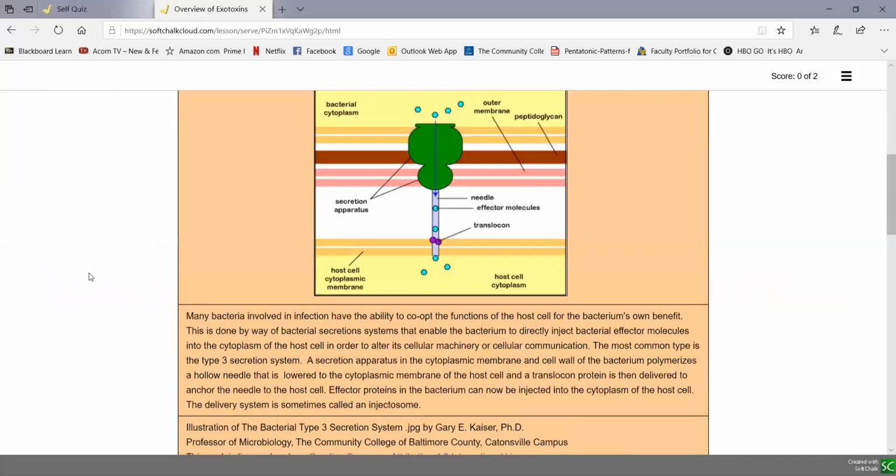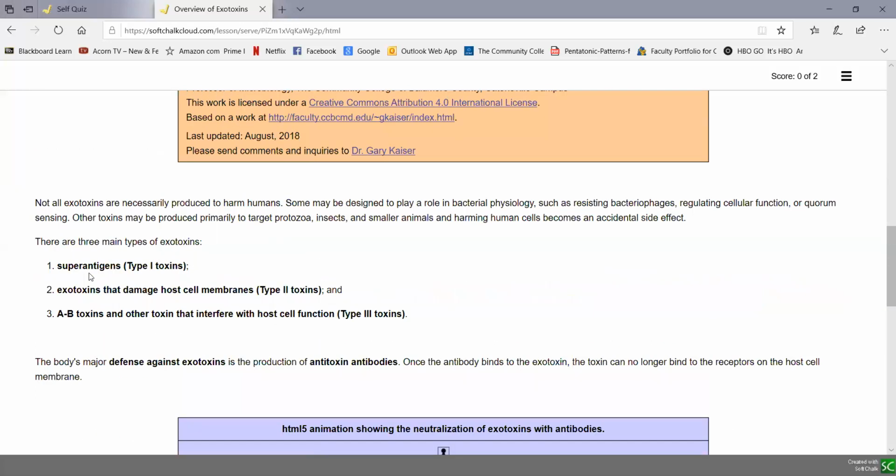So we'll be looking at exotoxins, and there are three main categories of exotoxins we'll be taking up in the next 3 SoftChalk lessons. Superantigens, also known as type 1 toxins; exotoxins that damage host cell membranes, also known as type 2 toxins; and AB toxins and other toxins that interfere with host cell function, which we call type 3 toxins.